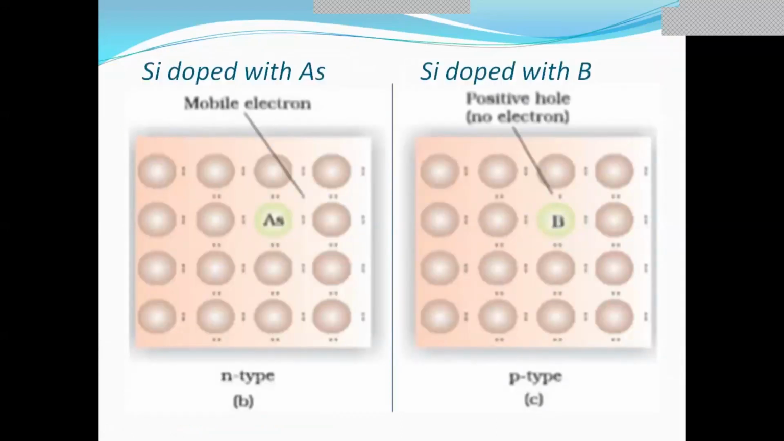In this picture, you can see the comparison between p-type and n-type semiconductors. On the left hand side, you can see silicon doped with arsenic. So actually, it needs to be phosphorus.